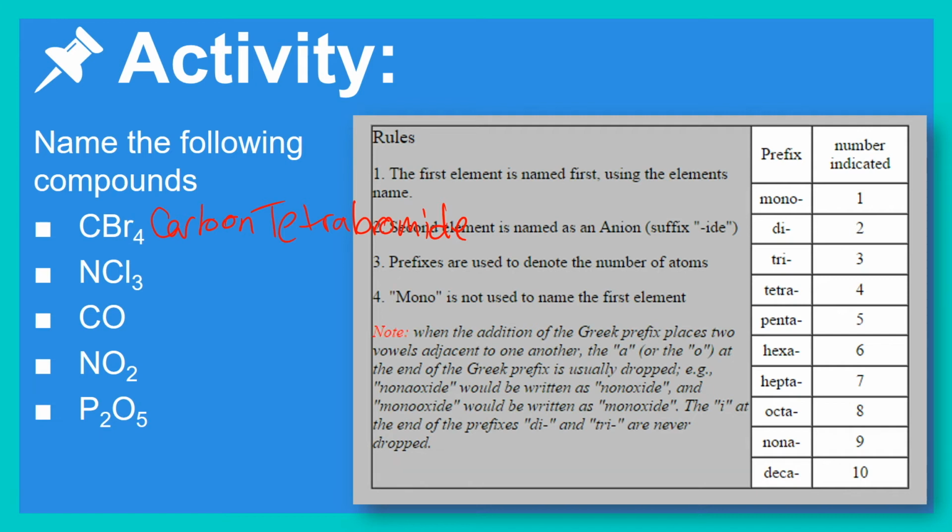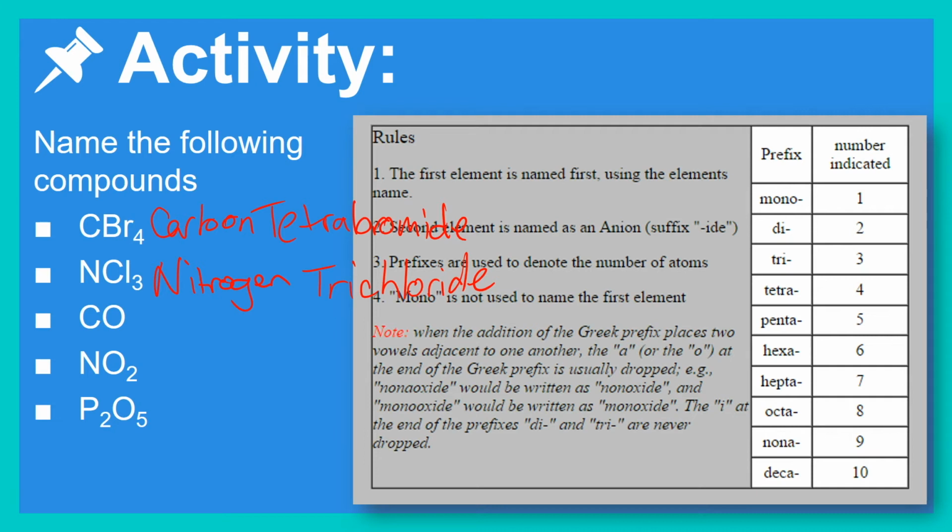Next we've got NCl3. Again, our first one happens to be by itself, so we can just say nitrogen. And then we look at our second one. We've got chlorine as our second element, but remember that's going to have to change to chloride. And we've got 3 of them, so 3 would be tri, and chloride. Nitrogen trichloride is what we call NCl3.